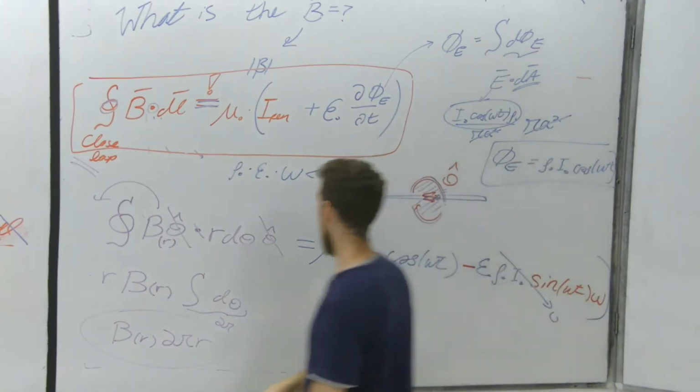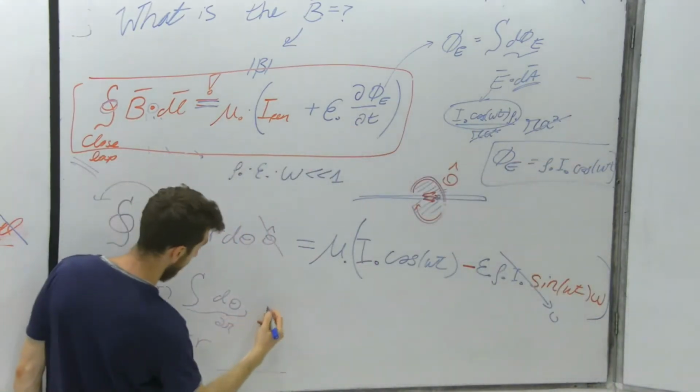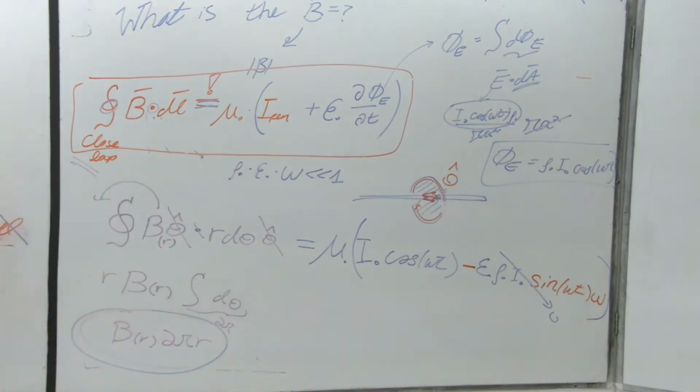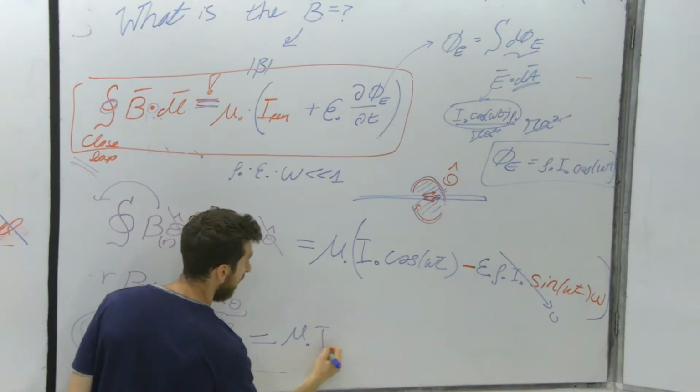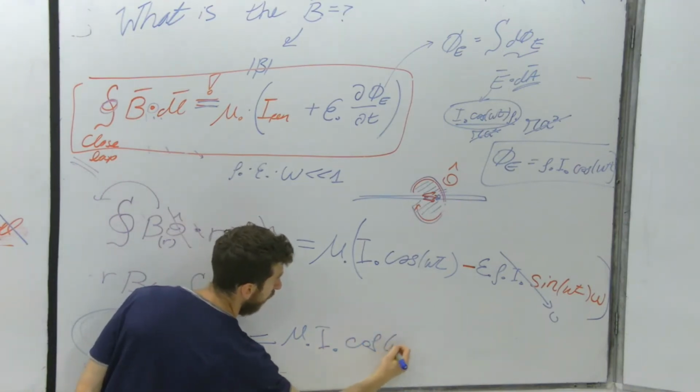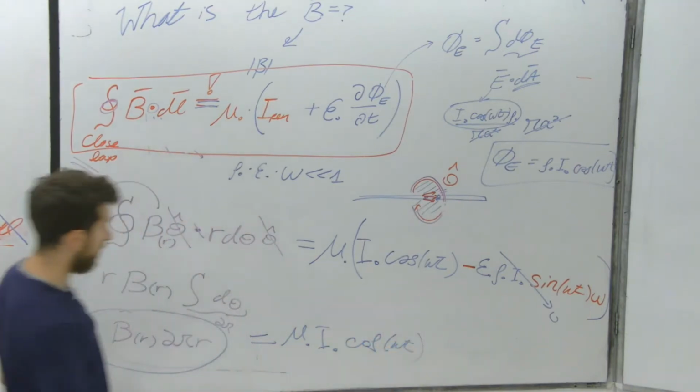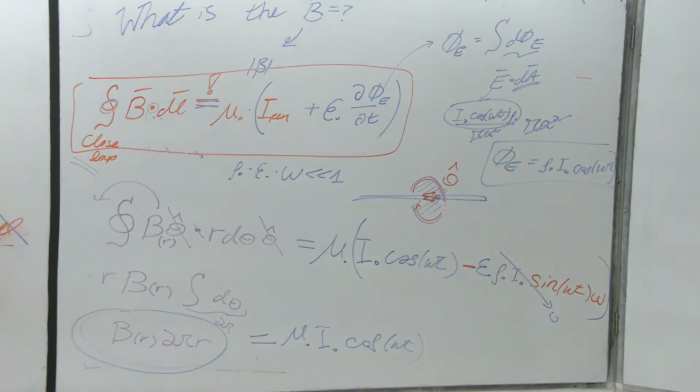Perfect, okay. So we end up with this term, which is the left-hand side, equal to mu 0, I 0 cosine omega t. Perfect. I just remind you that what we actually want is to find B. So we're going to divide the two of them. I'm going back to this board.